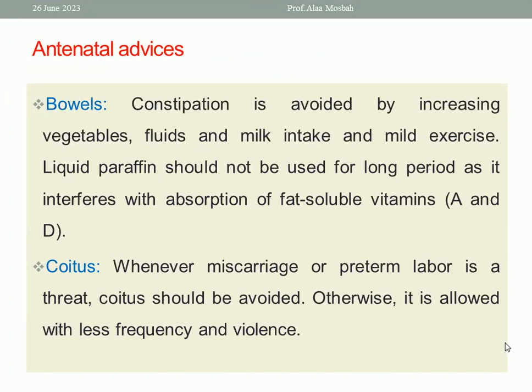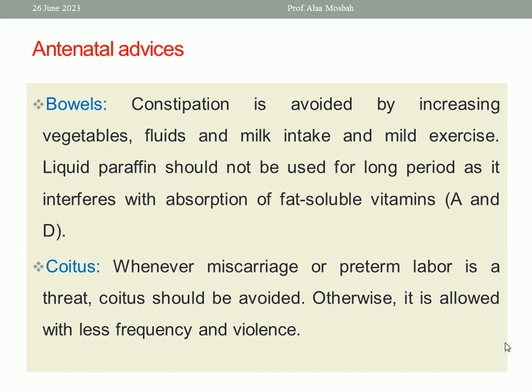What about care for the bowel? Constipation may happen due to the physiological changes during pregnancy, under the effect of progesterone hormone with relaxation of the smooth muscle of the large intestine. This should be avoided by increasing vegetables with fibers, fluids, and milk intake, and mild exercise. Liquid paraffin shouldn't be used for a long period as it interferes with absorption of fat-soluble vitamins A and D. So avoid using liquid paraffin.